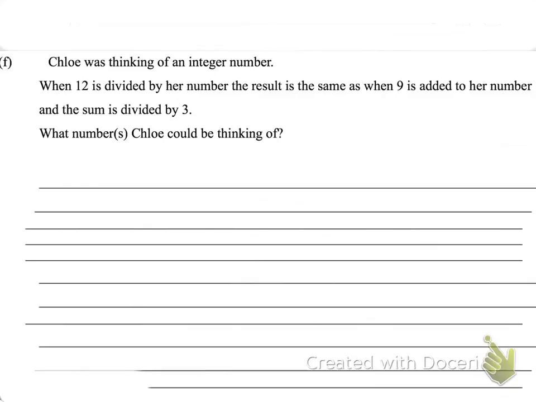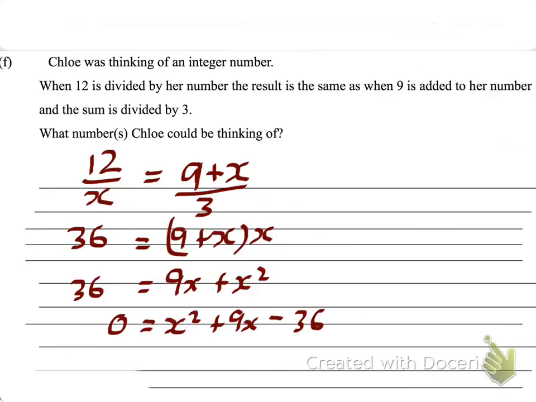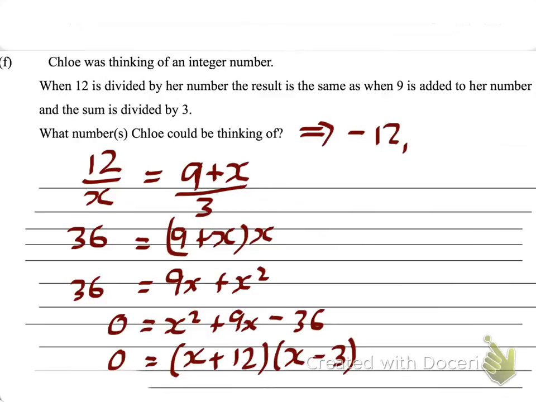For part F, you just make up an equation. 12 divided by her number, we'll call her number x, is the same result as when 9 is added to her number. So that's 9 plus x, and the sum is divided by 3. So if we cross multiply, we get 36 equals 9 plus x times x squared, and expand the brackets. Remove the 36 to the right hand side, factorize and solve. So Chloe could be thinking of negative 12 or 3.